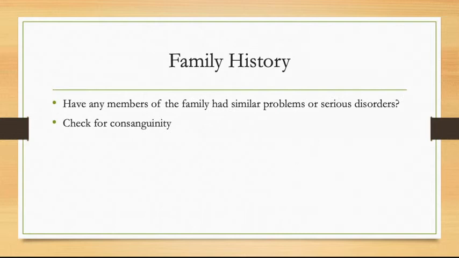In terms of family history, you can ask, have any members of the family had similar problems or any other serious disorders? And check for consanguinity. These are more applicable if you're thinking it's a genetic problem. It's very rare to have to ask the consanguinity question. I personally have not tried it before. It's something that could come up if you're going to work in pediatrics in the future. So, yeah.